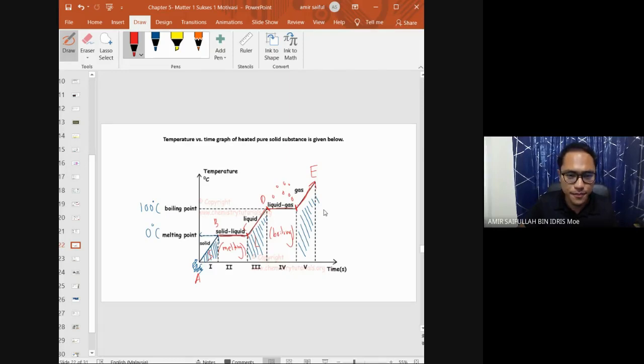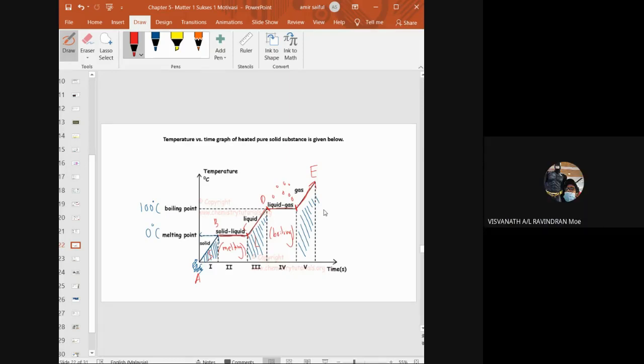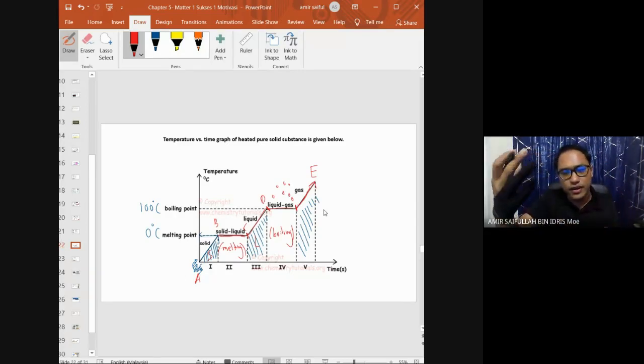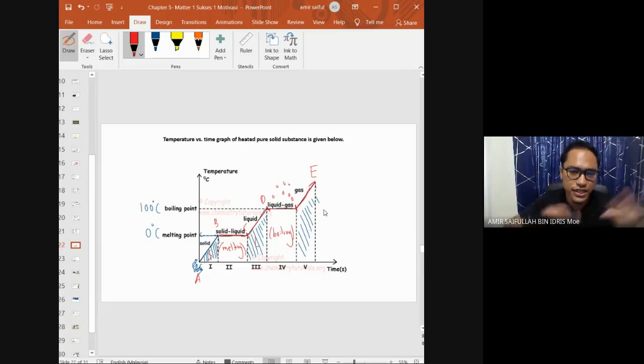Need me to repeat one more time? No. Just remember that when the process is taking place, let's say melting, condensation, freezing, or evaporation, there's no change in temperature. The temperature will remain the same. But when they are in their own state, let's say liquid or gas, then the temperature can increase or decrease. But once they reach the melting or boiling point, the temperature will be the same, because they are undergoing the process. The process is taking place to change the state. That's why there is no change in temperature.